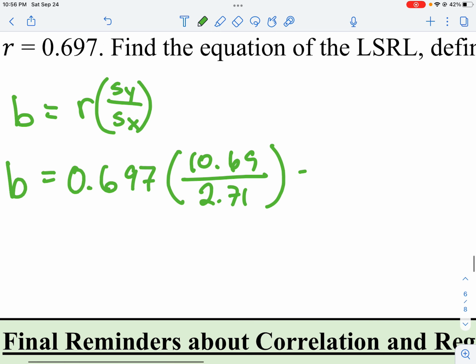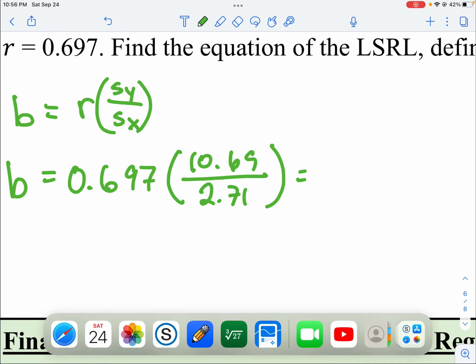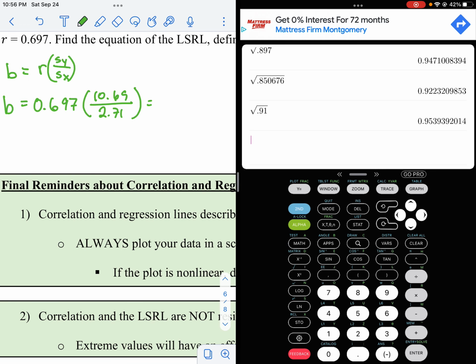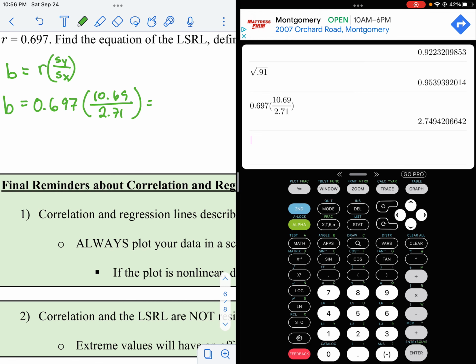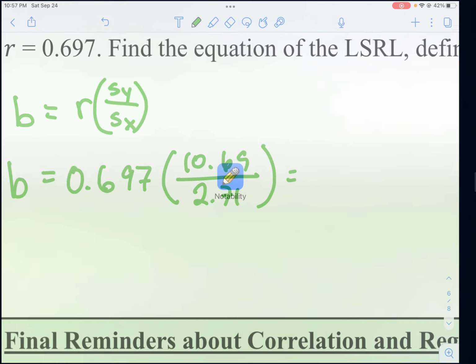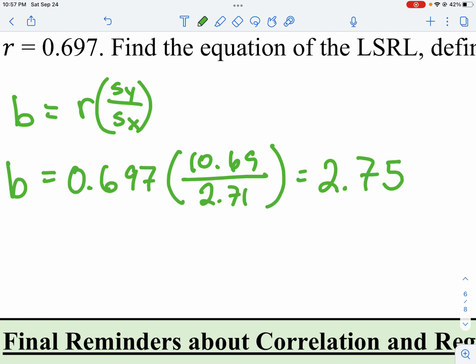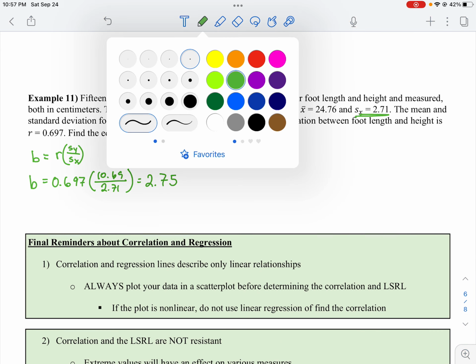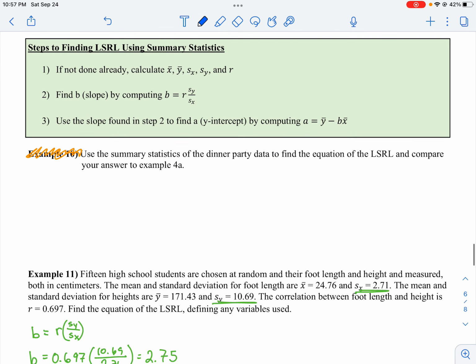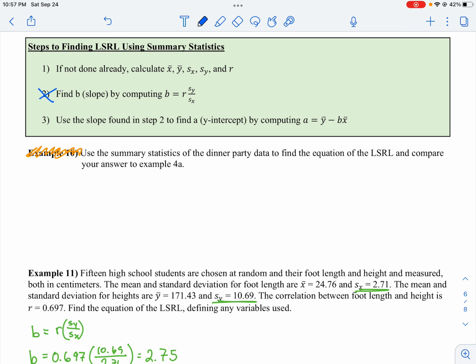But long story short, I can go ahead and calculate this. 0.697 times 10.69 over 2.71. And I get my slope is 2.75. Now that I have my slope, I can cross that one off the list.